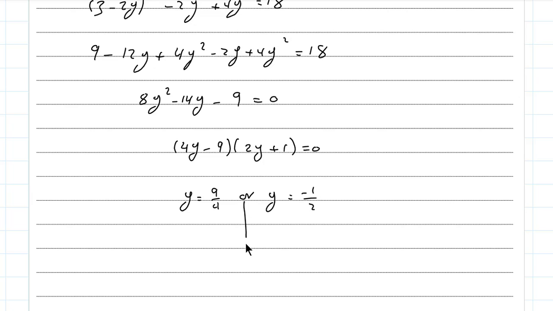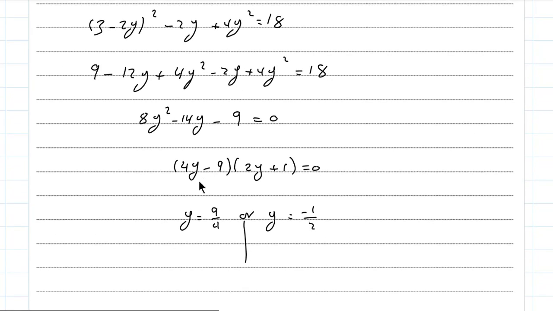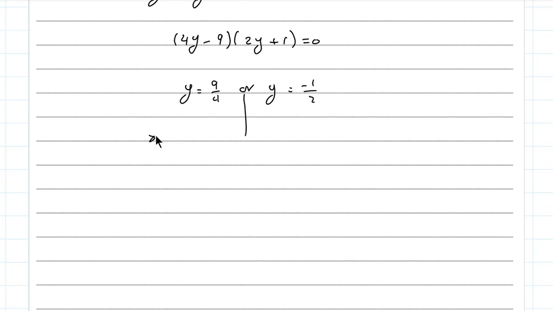For each y we have a corresponding x. x equals 3 minus double y. So here x will be 3 minus 2 times 9 over 4, which is 9 over 2, to be 6 over 2 minus 9 over 2, which will be minus 3 over 2, and here x will be 3 minus 2 times negative half, it will be plus 1 to be 4.